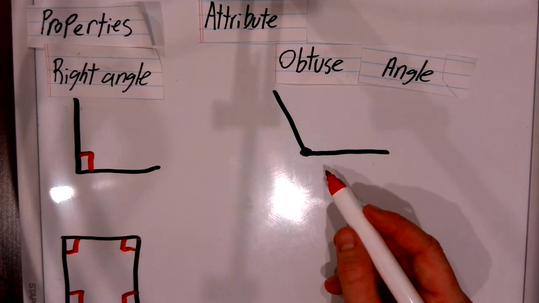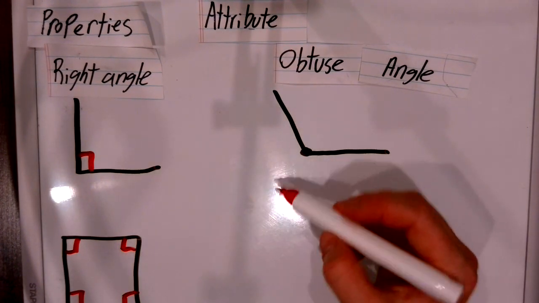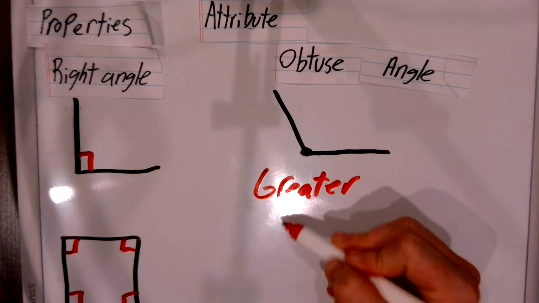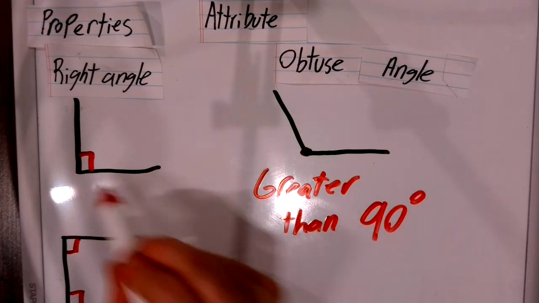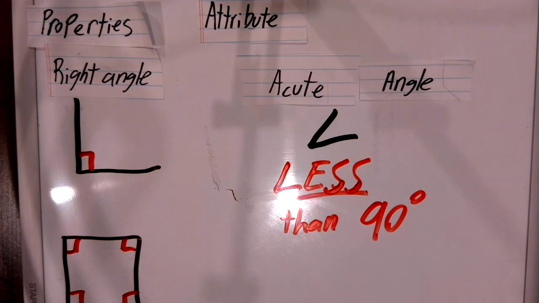An obtuse angle is any angle that is bigger than a right angle. So if it is greater than 90 degrees, a right angle, it is obtuse. An acute angle is the opposite of an obtuse. It is less than 90 degrees. It's going to be teeny tiny.